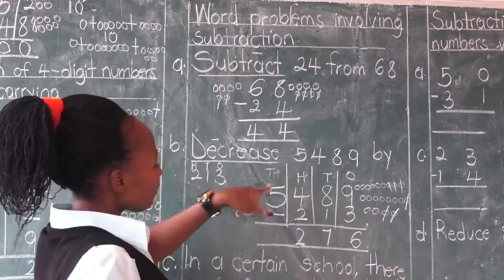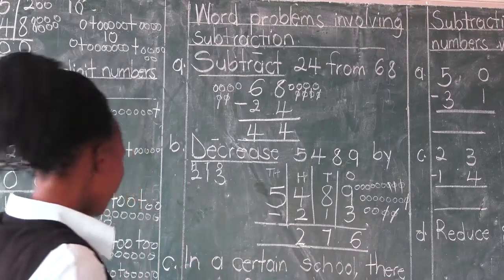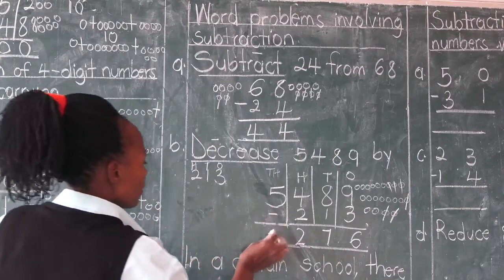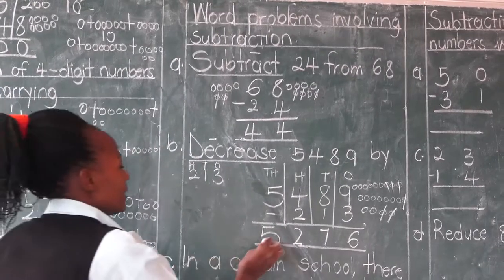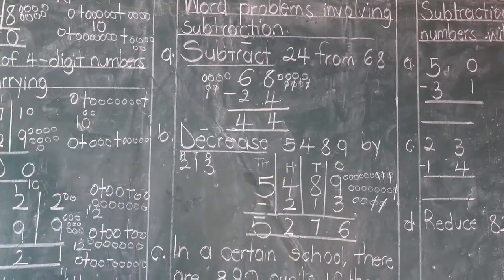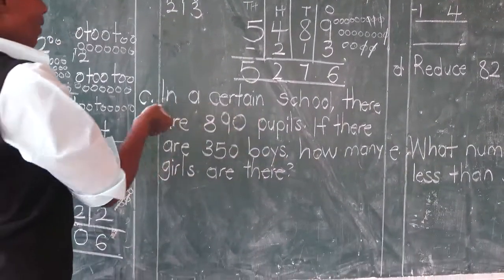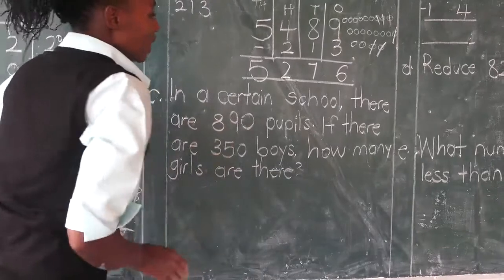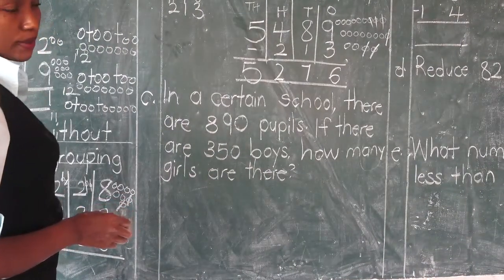Come the next one. 5, take away 0, or 5, take away nothing. Say any number, take away 0, remain with that very number. And we shall get 5,276.